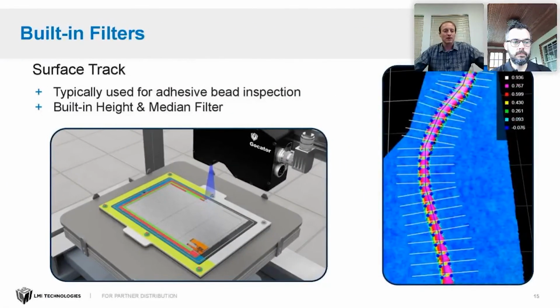And the last example here is the Surface Track tool. This is a tool that we typically use in the consumer electronics industry, sometimes in automotive, to look at adhesive beads or a sealant. And with this tool, you're generally looking at a bead at a specific height. So the height filter works well. And then because the tool can measure really small areas, it can be sensitive to noise. So using a median filter to clean up that noise is good practice. And for the LMI Surface Track tool, we've built both of those filters into the tool so that it performs better.